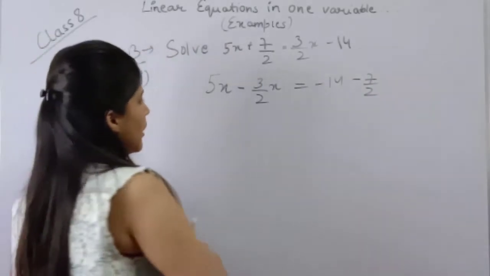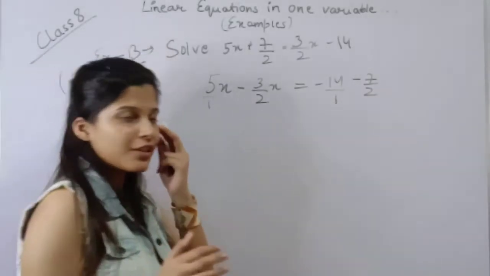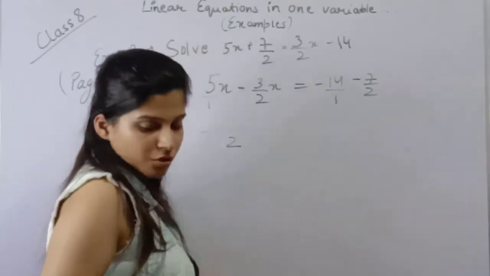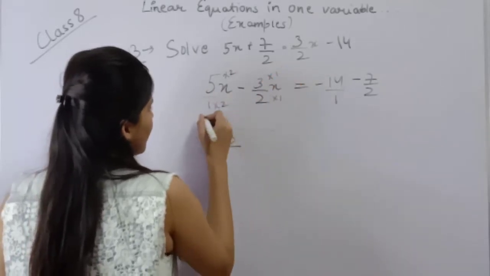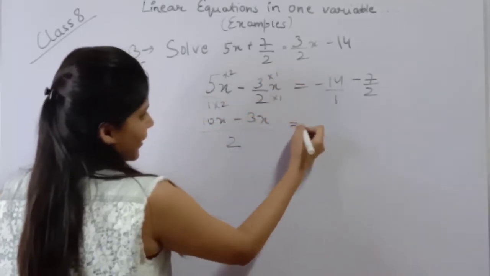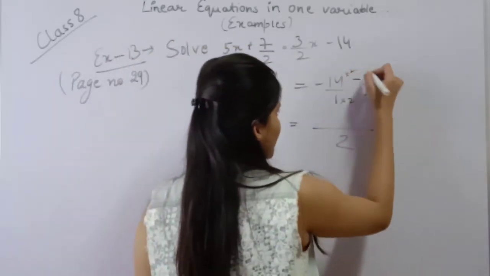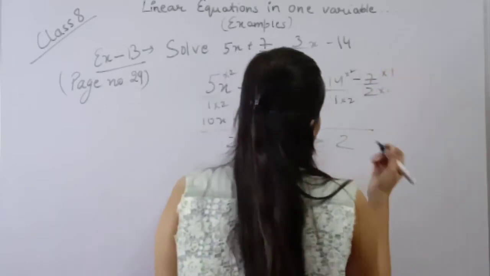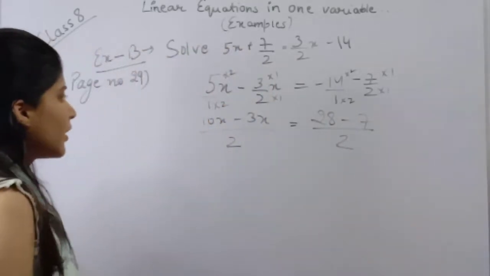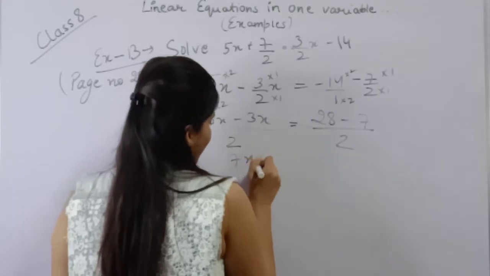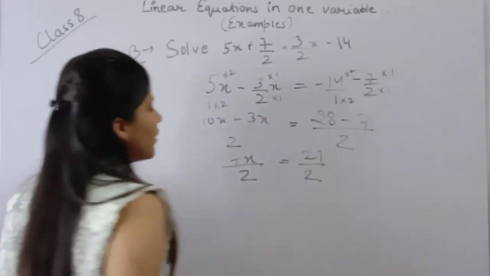Now this is upon 1 and this is also upon 1. Now LCM of 1 and 2 is 2. Okay. So this will be into 2 into 2. This will be into 1 into 1. So 10x minus 3x equals to again upon 2. 1 and 2 LCM again 2. Now into 2 into 2 into 1 into 1. So this will be 14 2s are 28 minus 7. Alright. Now 10x minus 3x is 7x upon 2 equals to 28 minus 7 is 21 upon 2.